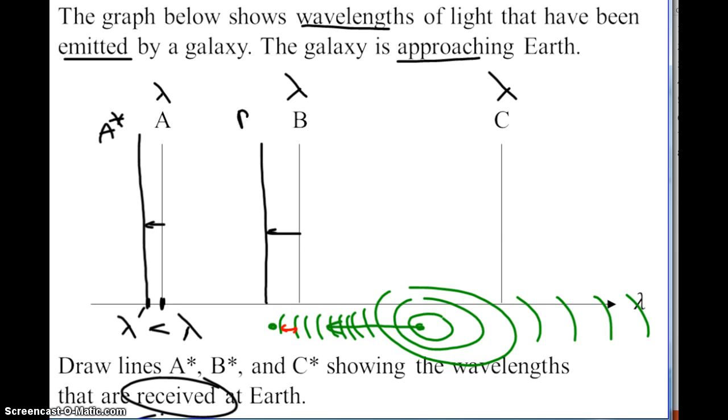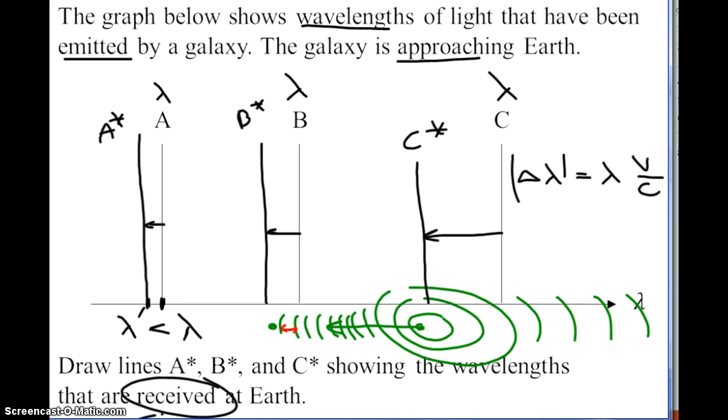And that's B star. This one is shifted even more, because as we know, the amount of wavelength shift, whether positive or negative, just the raw amount, we could even put absolute values if we wanted, the amount of shift is directly proportional to the wavelength that is sent out originally. So if you send out a big wavelength, you get a big shift.